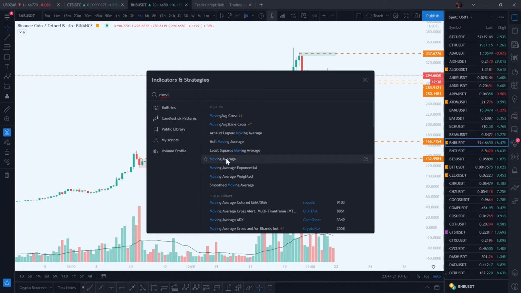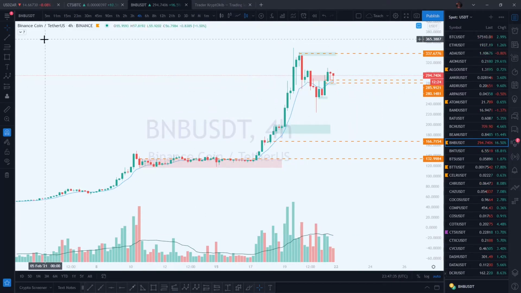So here we have the moving average, and then we have the moving average exponential, which is the EMA. We can do any one, but let's do the EMA. Most people use the EMA. So here we have deployed the EMA. If we click down, we can see the EMA here with the settings.